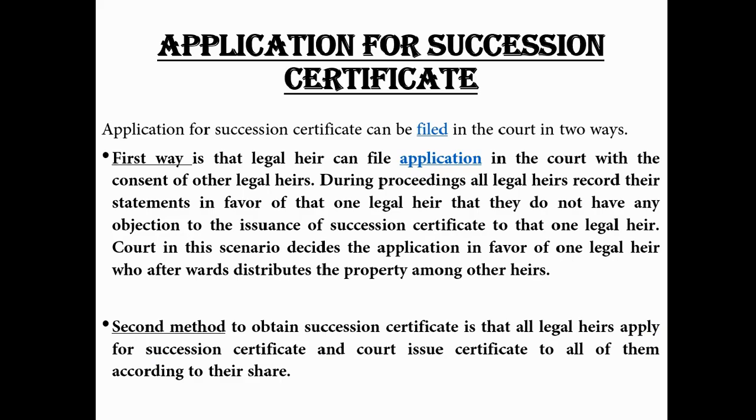Application for succession certificate. Application for succession certificate can be filed in court in two ways. First way is that legal heir can file application in the court with the consent of other legal heirs. During proceedings, all legal heirs record their statements in favor of that one legal heir that they do not have any objection to the issuance of succession certificate to that one legal heir. Court in this scenario decides the application in favor of one legal heir, who afterwards distributes the property among other heirs. Second method to obtain succession certificate is that all legal heirs apply for succession certificate and court issues certificate to all of them according to their share.